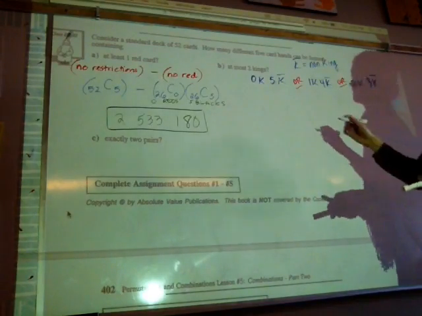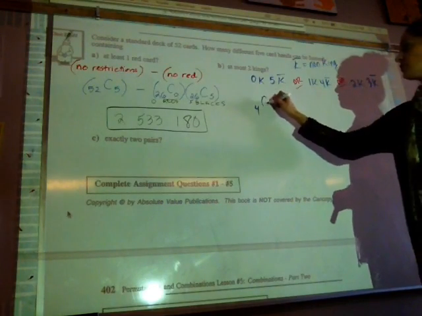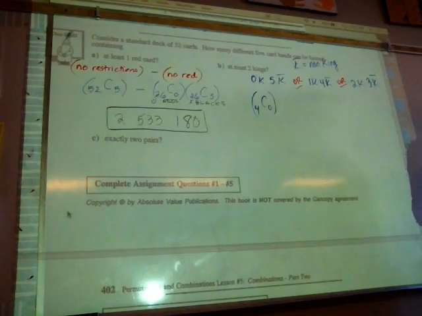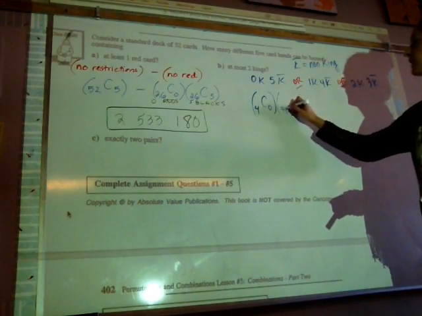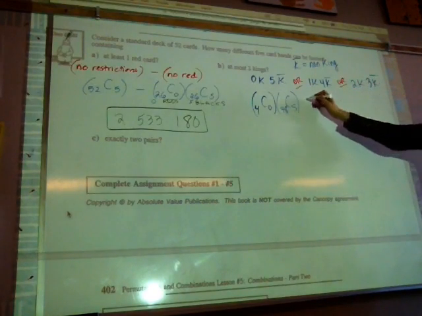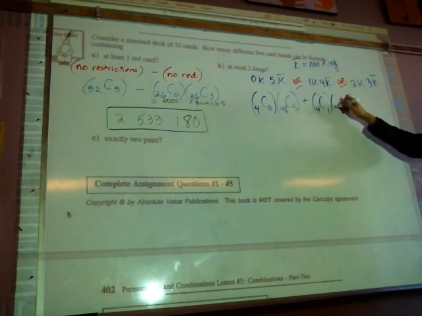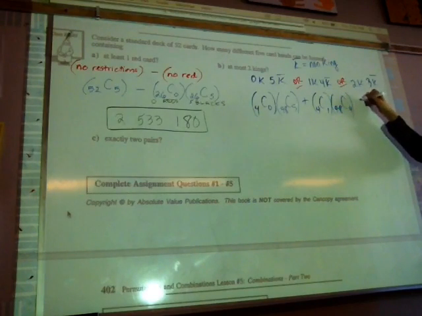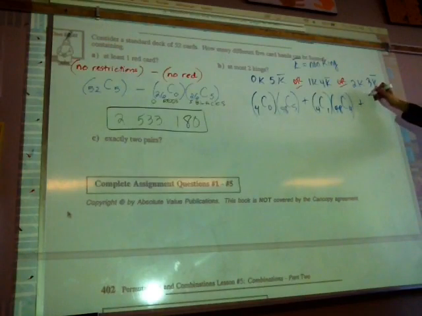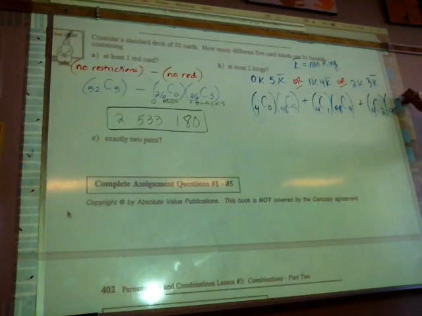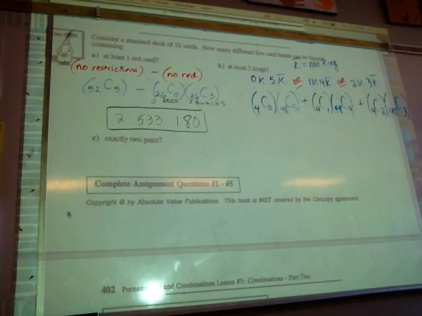Okay, so for 0 kings, that means we have 4 kings in the deck, but we're going to choose 0 of them. If we are excluding the kings, I have 48 cards left. I need to choose 5 of them. Or, which means add, of the 4 kings, we're going to choose 1, and of the 48 cards left, we're going to choose 4. Or, of the 4 kings in the deck, we're going to choose 2 of them. Multiply that by the 48 cards that were left, we're going to choose 3 of them. Alright, so that should be 2,594,400.